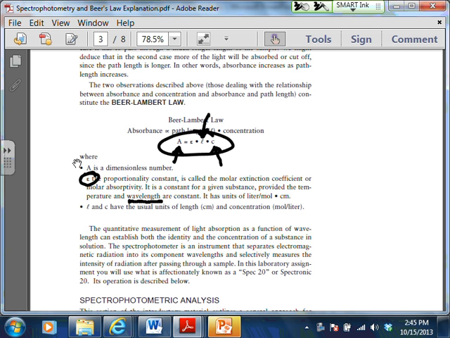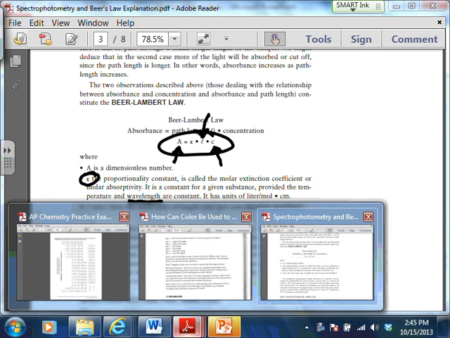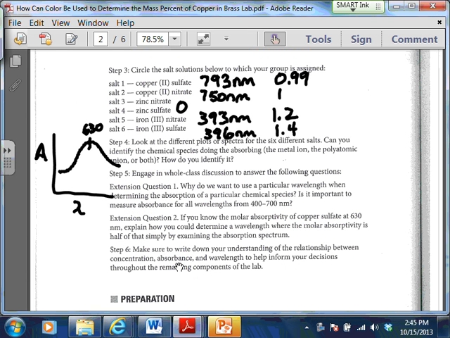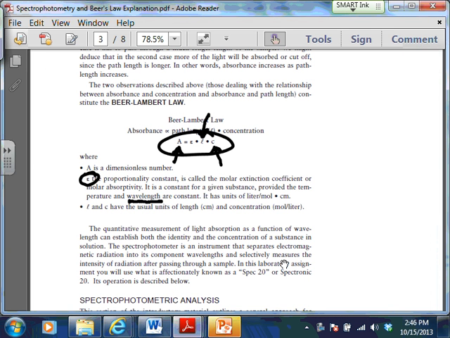So ultimately the best way to answer that other question before we move on, so that I'm not confusing you too much, is probably to look at the graph for extension question number 2. I was thinking in Beer's law you could relate the wavelength to the absorbance, but you can't do that very well because it's a proportionality constant. It's not really just the wavelength. But here, step 6, make sure to write down your understanding of the relationship between concentration, absorbance, and wavelength. That's where we're talking about Beer's law.